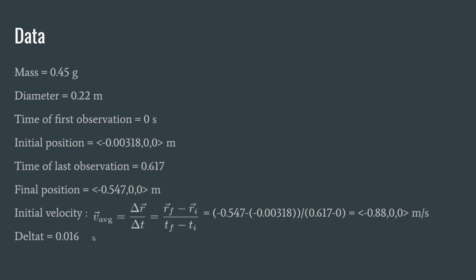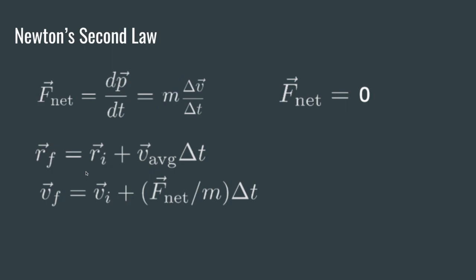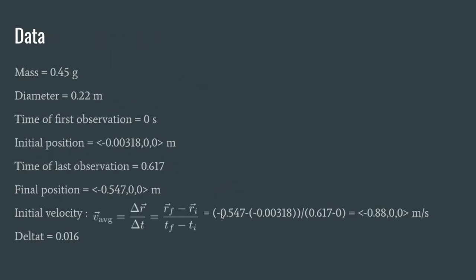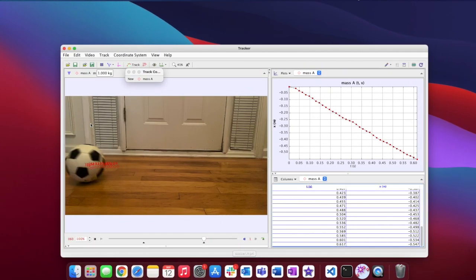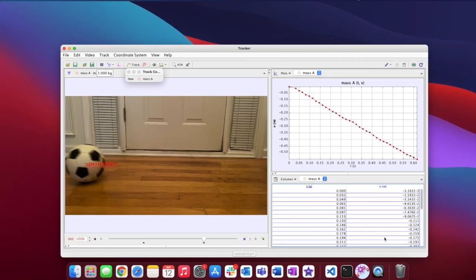These are some of the data points that I had. So there's mass, which equals 0.45 grams, but it's not needed in this lab because the net force is 0, so this whole part of the velocity update equation will cancel out, and so the mass is not needed. And then there's the final position and initial position at time 0.617 seconds and 0 seconds, which can be seen in this table.